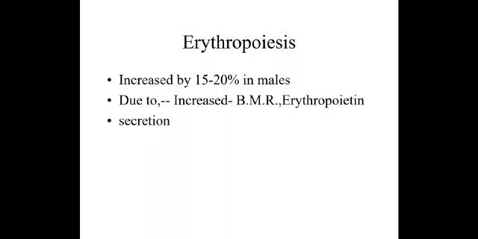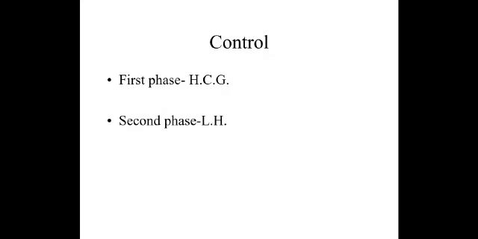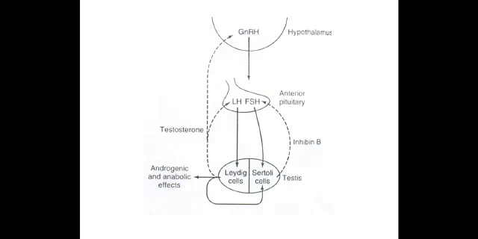As you all know, testosterone or the androgens increase the secretion of renal erythropoietic factor and cause an increase in RBC, that is, they stimulate erythropoiesis and erythropoietin secretion. As we all discussed, the control is initially during intrauterine life, where HCG is secreted by the placenta, and later after puberty, it is the LH secretion, that is the luteinizing hormone.